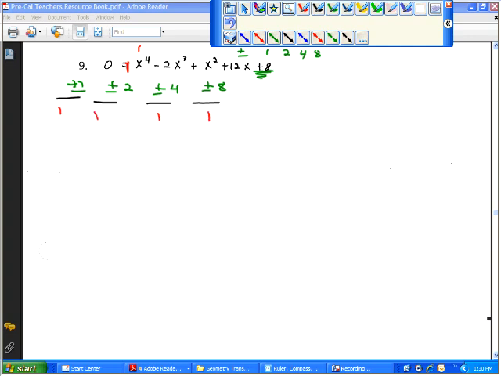1. Had that been 2x to the 4th, it would have been over 1 or 2. If that had been a 4, it would have been over 1 or 2 or 4, and it would have got pretty crazy.